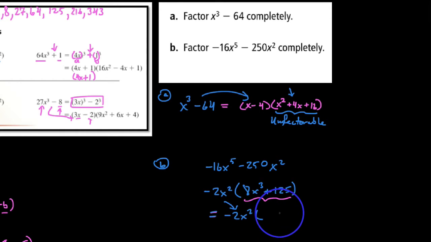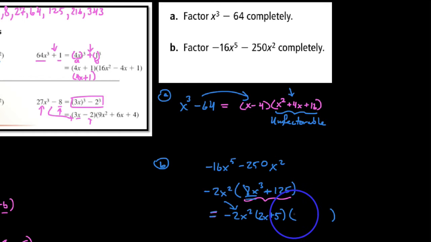Just bring it down. We're going to write our binomial times our trinomial. So let's start with stationing values we need in our binomial. So we say, what could I cube to get 8x cubed? So I say 2x would do it, and how about 125? We could say a 5. So because this is a plus, we'll put a plus here.